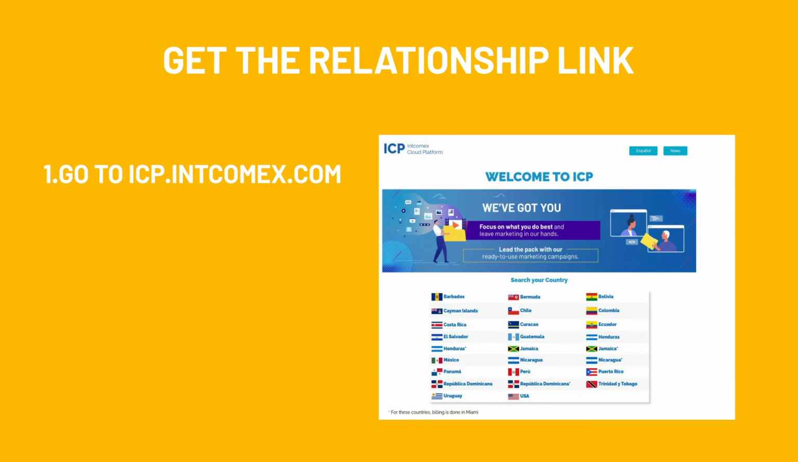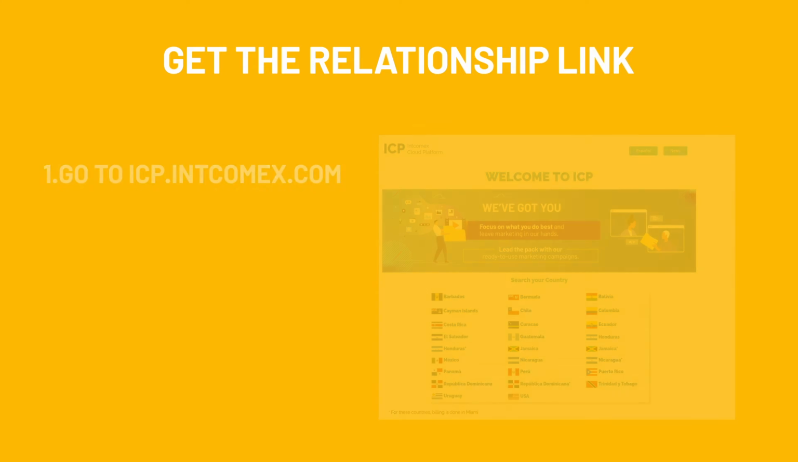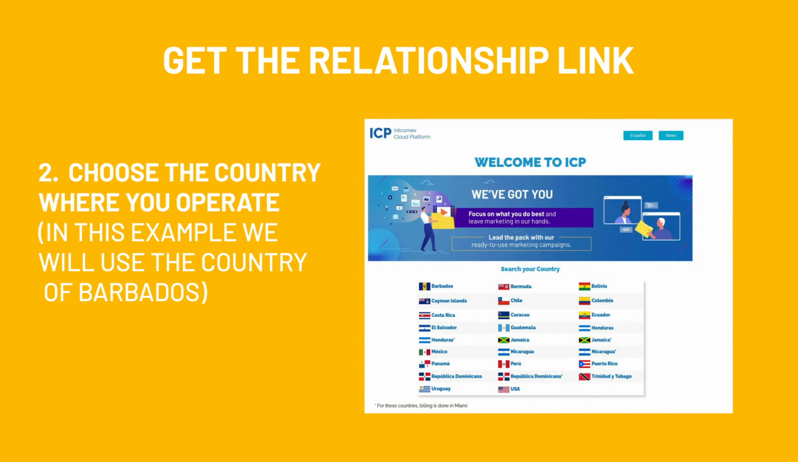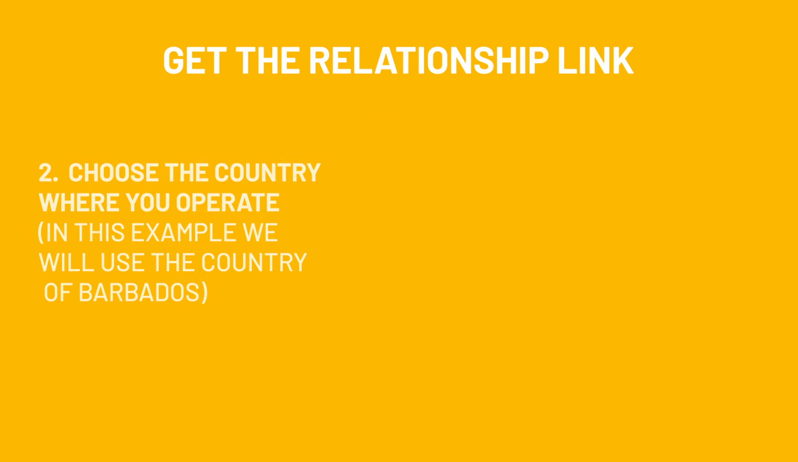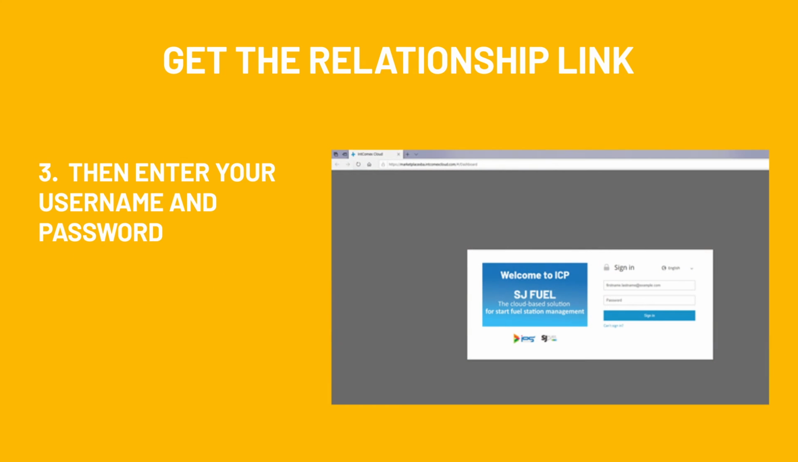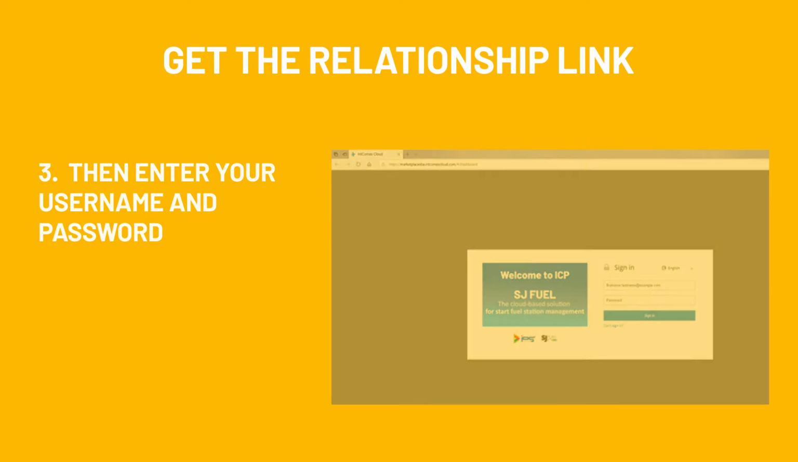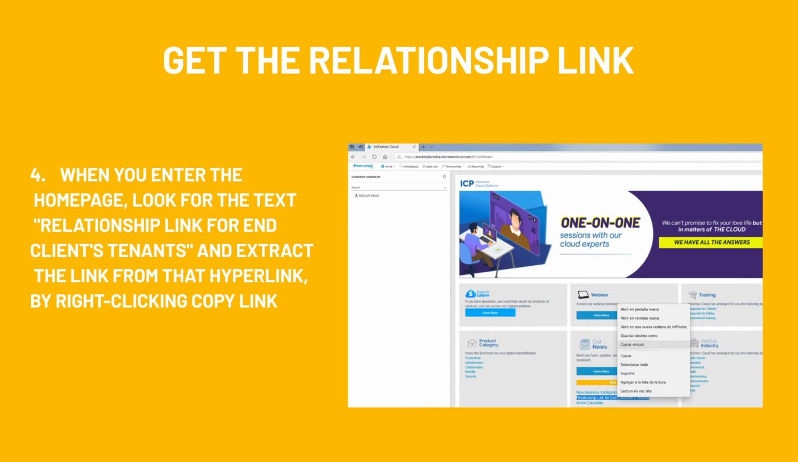How? Following these simple steps. The first thing is to make sure you have the relationship link as well as the username and password of the tenant you want to relate. This link can be obtained on the ICP page. It should be noted that the relationship link varies depending on the country where the tenant is registered, the administrator, username, and password of the client tenant.